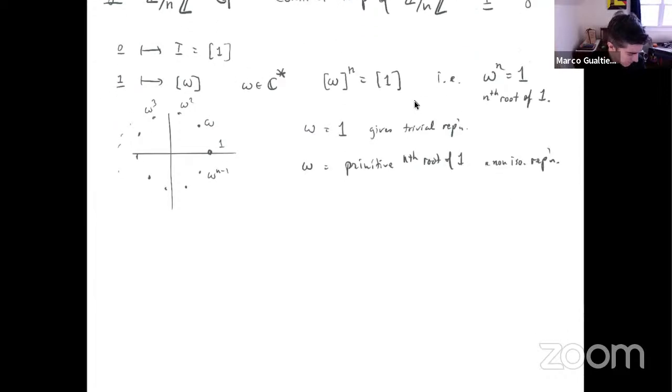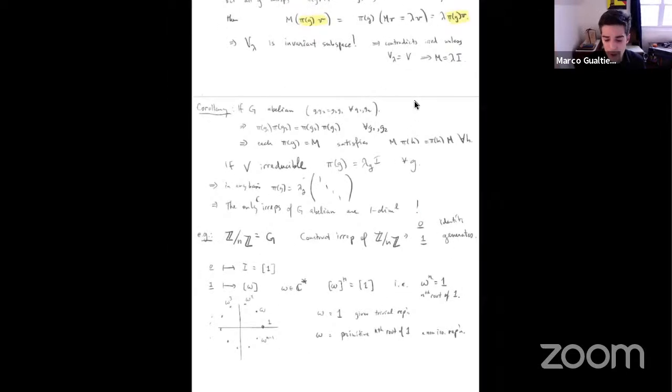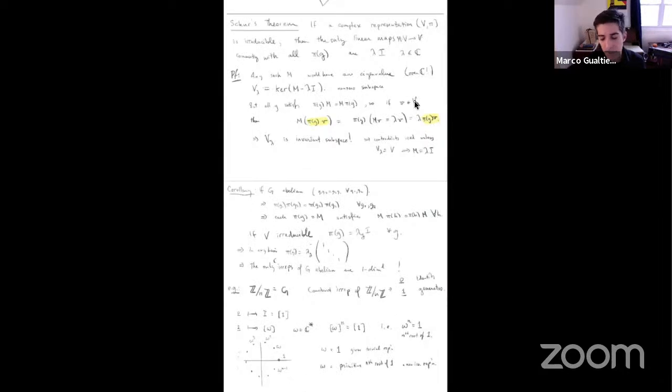Okay, so next theorem. I'm going to classify the representations of U1. But before I do that, I just want to open it to questions about representations so far. Nothing? Clear?